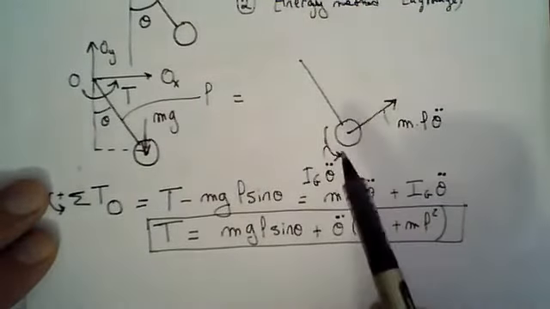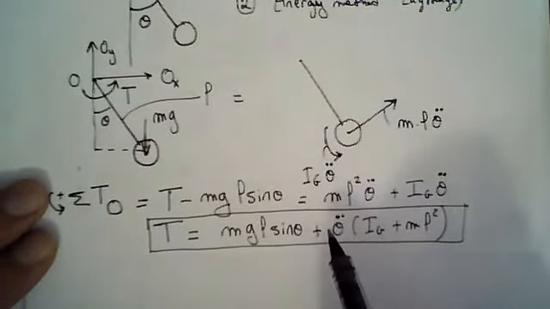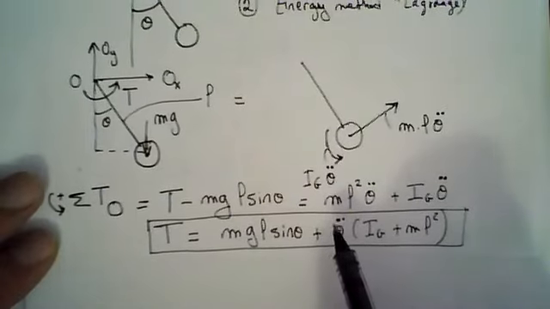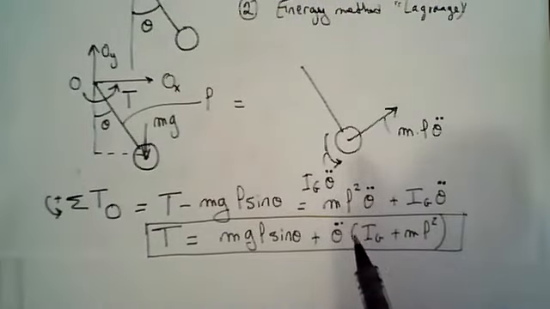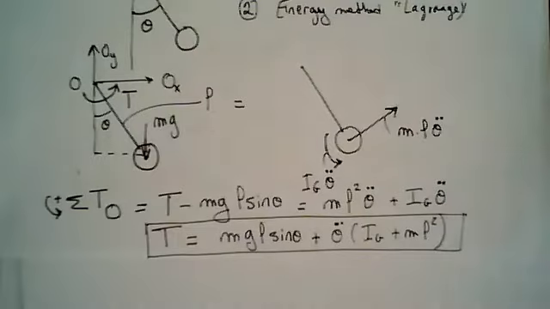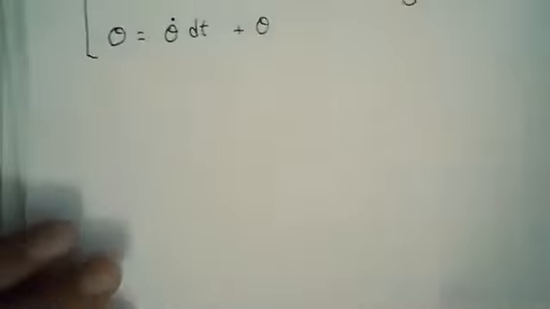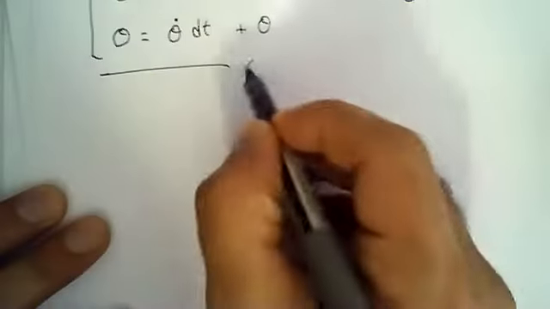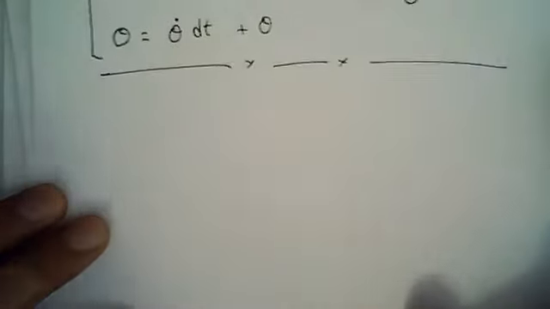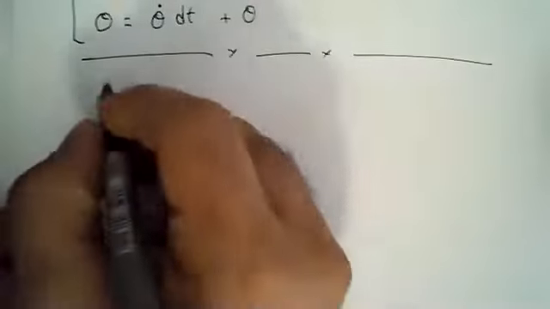The second method is going to use the indirect method, which is the energy method. And that will use Lagrange. And here is how we do that. So now we're going to cover the energy method.